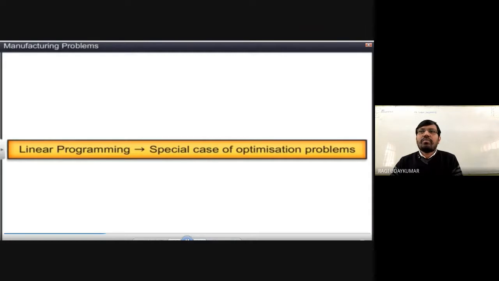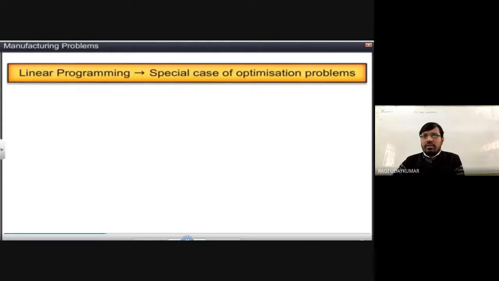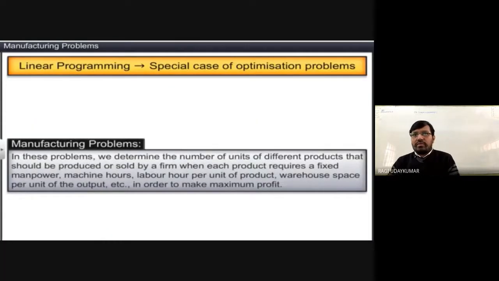In optimization problems, this is one special case, okay? And we are going to learn manufacturing problems now. In these problems, we determine the number of units of different products that should be produced or sold by a firm, when each product requires a fixed manpower or machine hour or labor hour per unit of the product.